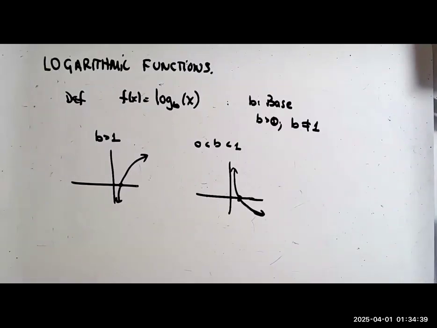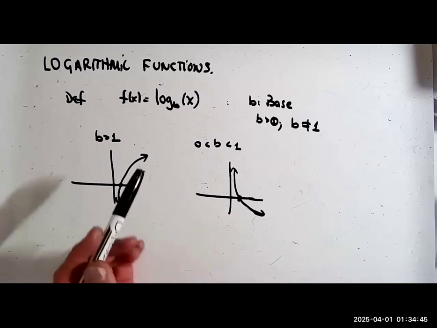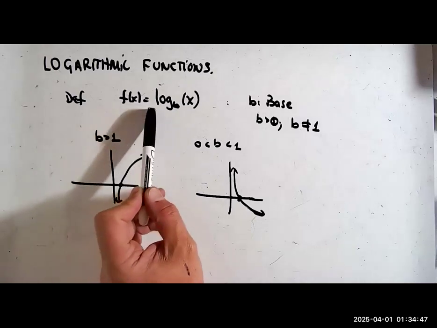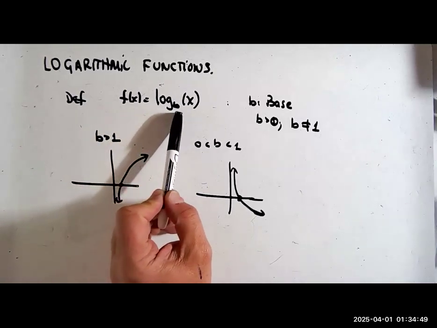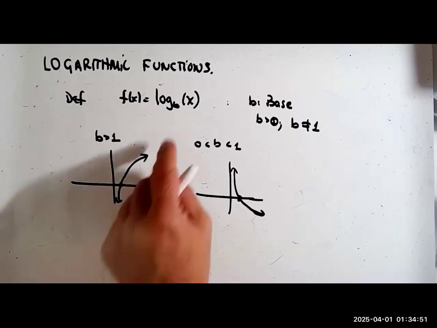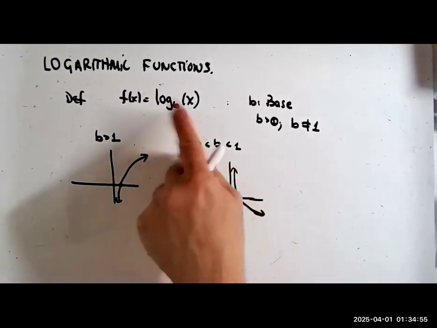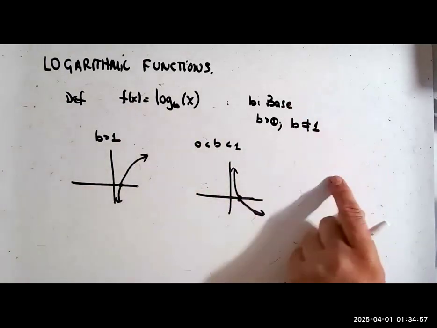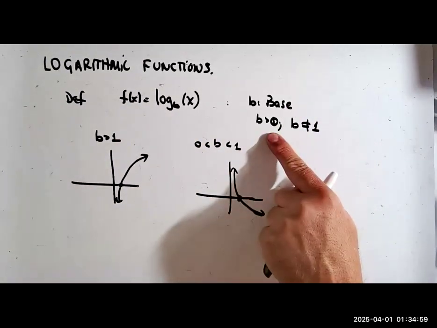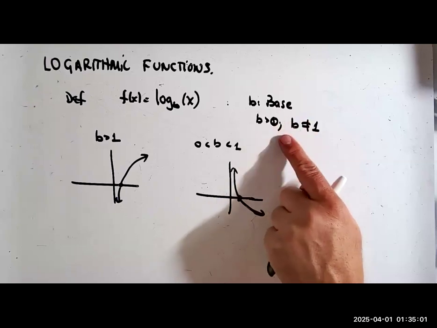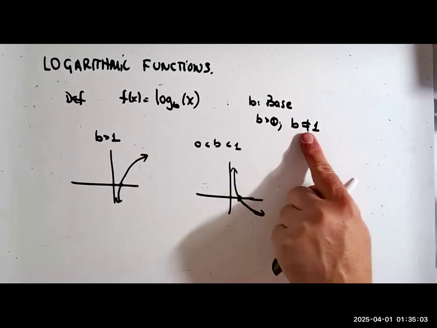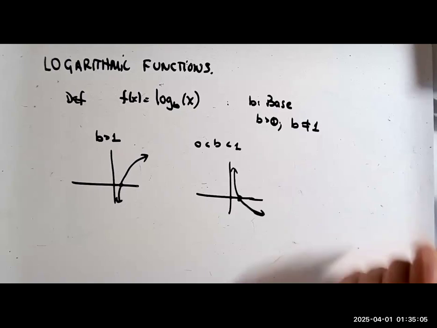Scholars, let's talk very quickly about logarithmic functions. Logarithmic or log functions are functions of the form f of x equals log base b of x. Every time we have the log, folks, we have to have that b next to it. What is b? Well, b is the base, and the base has to be bigger than 0. It cannot be negative, or 0. It has to be always positive, and it cannot be 1.